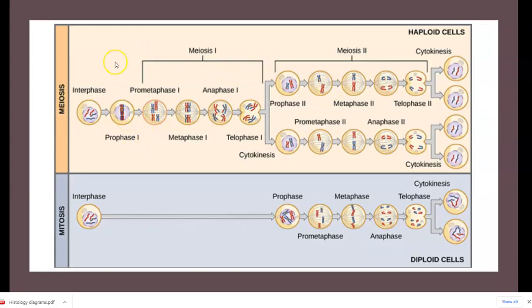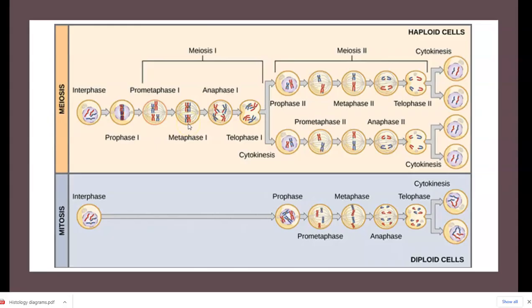So in prophase 1, the big difference is, if you look at metaphase in mitosis down here, and look at metaphase in meiosis up here. The big difference is that where you have those sister chromatids, they just line up in a line. You can see the blue and the red. They line up in a line in mitosis.